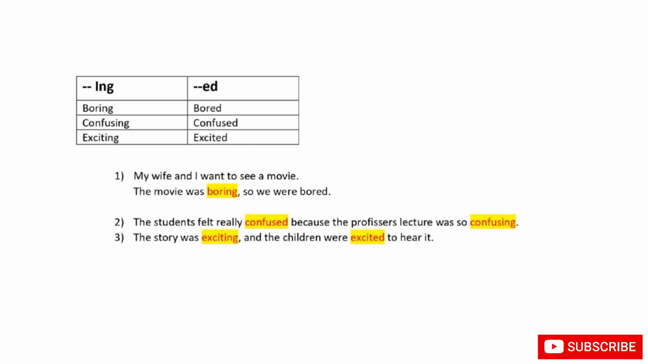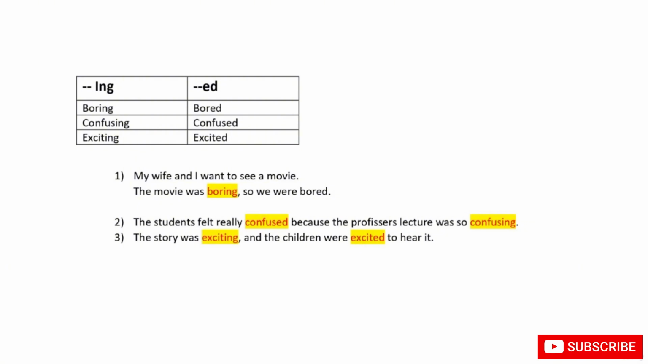Okay, now before I give you the answers, let's first understand the difference between ed and ing adjectives. The difference is this. Ing adjectives always show cause or reason, and ed adjectives show effect or result. So in the first sentence, my wife and I went to see a movie. The movie was boring, so we were bored. The movie was the reason or cause, and our feeling, bored, was the result or the effect.